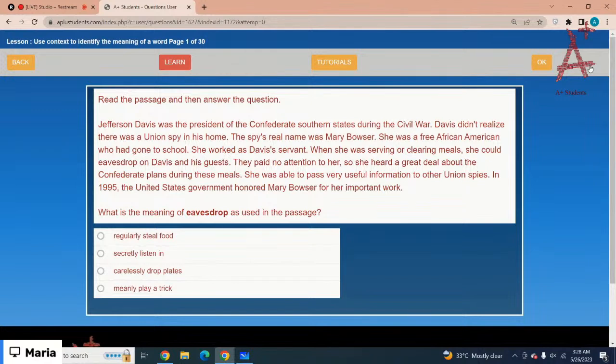Okay, let's see where is the word. Okay, here it is. Eavesdrop. She could eavesdrop on Davis and his guests. So you have to look for the word. Let me read. When she was serving or cleaning meals, she could eavesdrop on Davis and his guests. So which is the correct option?